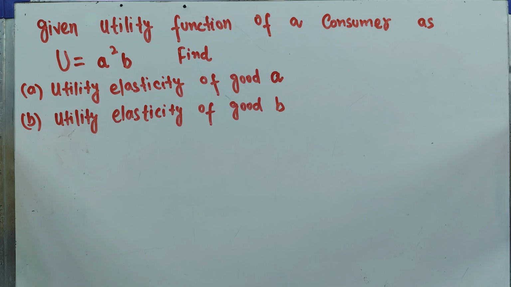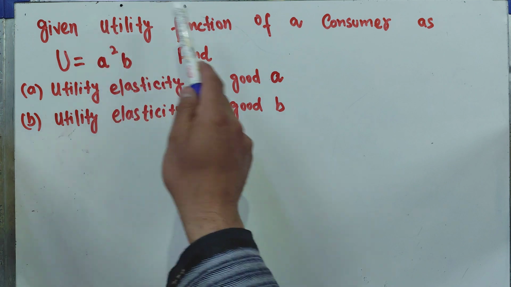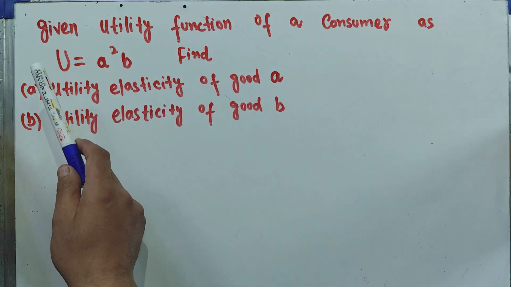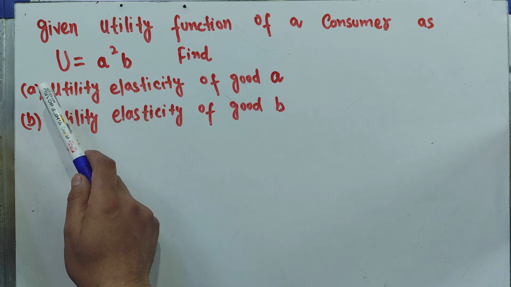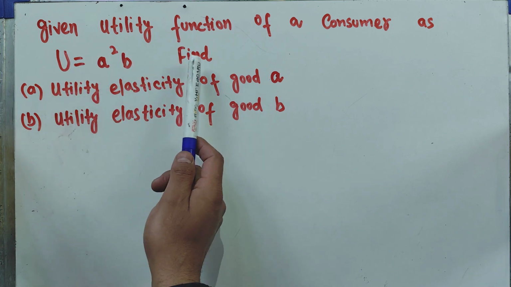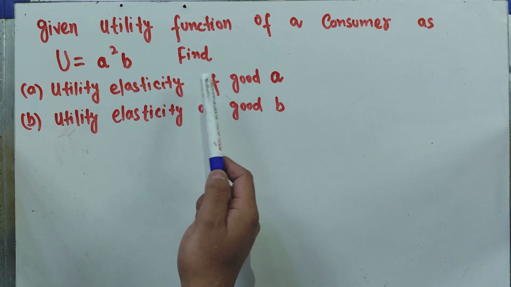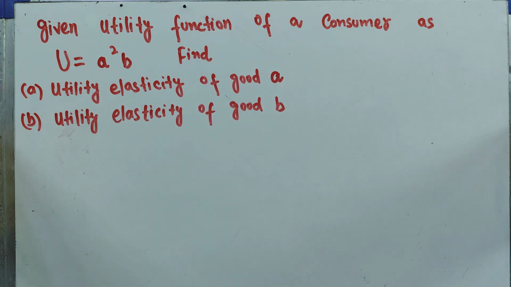In this video, we will learn how to calculate utility elasticity. The question is, given the utility function of a consumer, u is equal to a square b, where a and b are the two goods and u denotes the utility, we have to find out the utility elasticity of good A and the utility elasticity of good B.